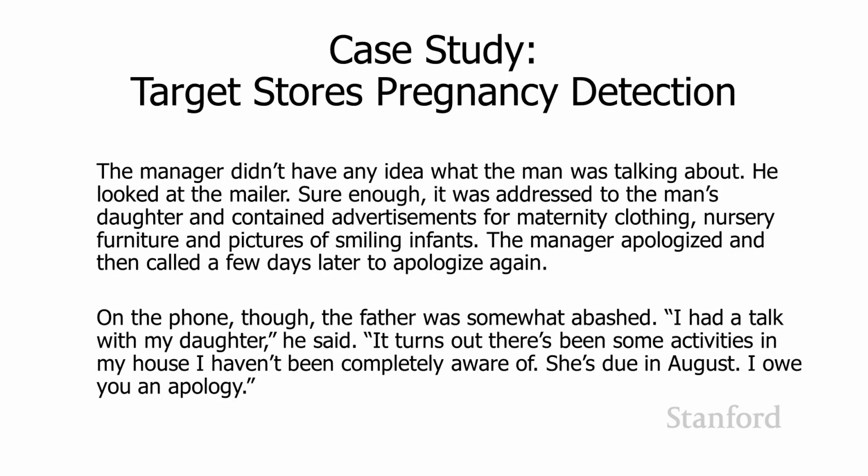The manager didn't have any idea what the man was talking about. He looked at the mailer, and sure enough, it was addressed to the man's daughter and contained advertisements for maternity clothing, nursery furniture, and pictures of smiling infants. The manager apologized and then called a few days later to apologize again. On the phone, though, the father was somewhat abashed. "I had a talk with my daughter," he said. "It turns out there have been some activities in my house I haven't been completely aware of. She's due in August. I owe you an apology."